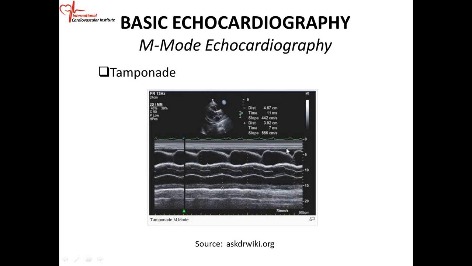Below the chest wall, the first structure is the pericardium. You have a thin layer of pericardium right there. Then below the pericardium, you see a thin layer of fluid. This is pericardial effusion, pericardial fluid. Then below the fluid is the RV wall. Below the RV wall, you have the RV cavity.